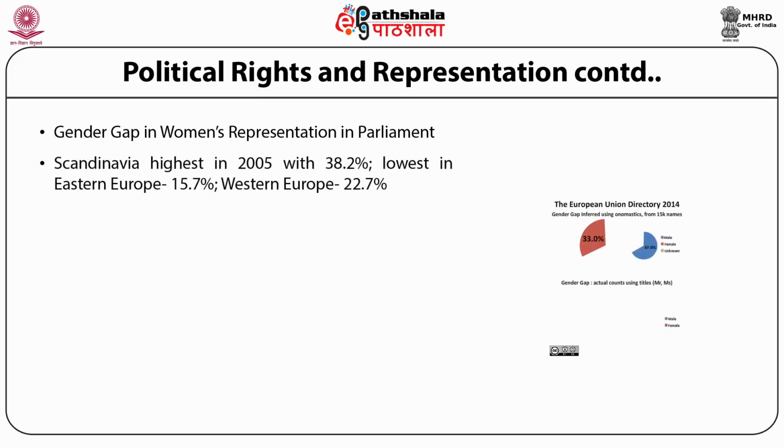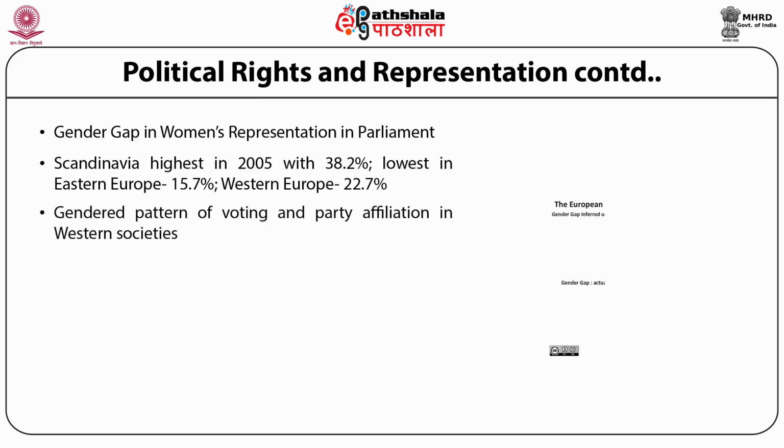In Scandinavia, women's representation stood at the highest, 38.2% in 2005, and the lowest was recorded in Eastern Europe with 15.7%. In other West European countries, the representation of women was 22.7% on average. So we find that women's representation was highest in the successful welfare states. As we all know, Scandinavian countries are also successful welfare states. And in a welfare state, it has been possible to secure political rights for women far faster than in other countries.